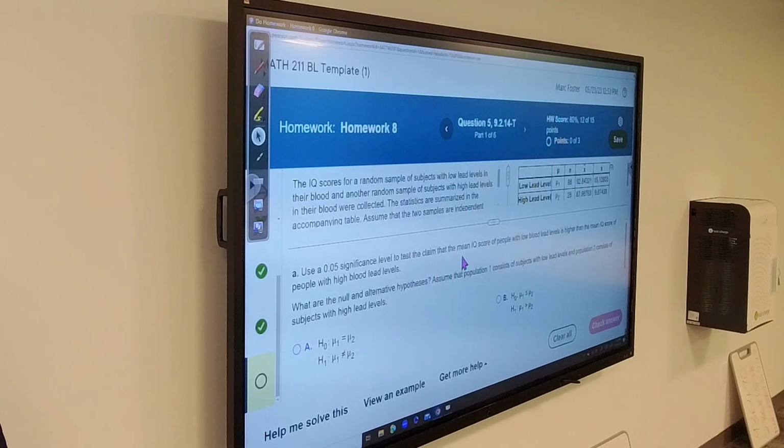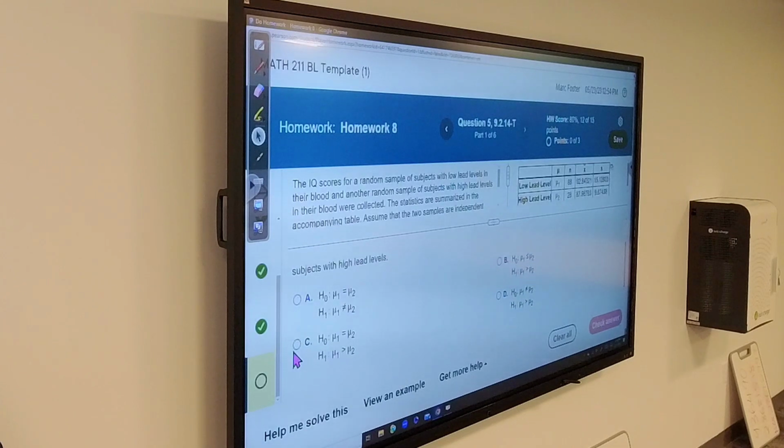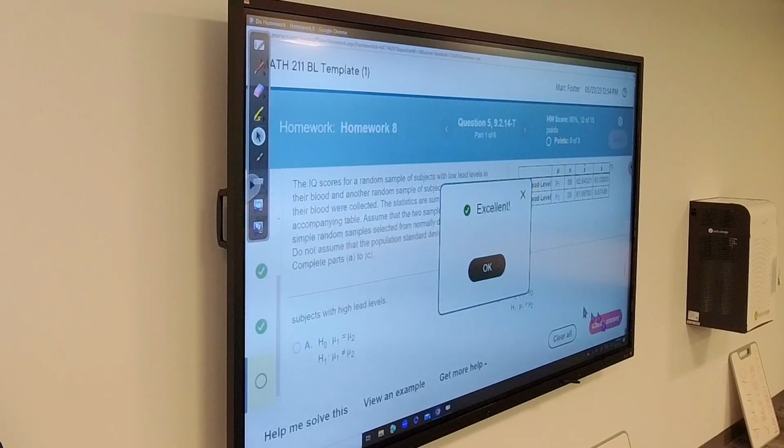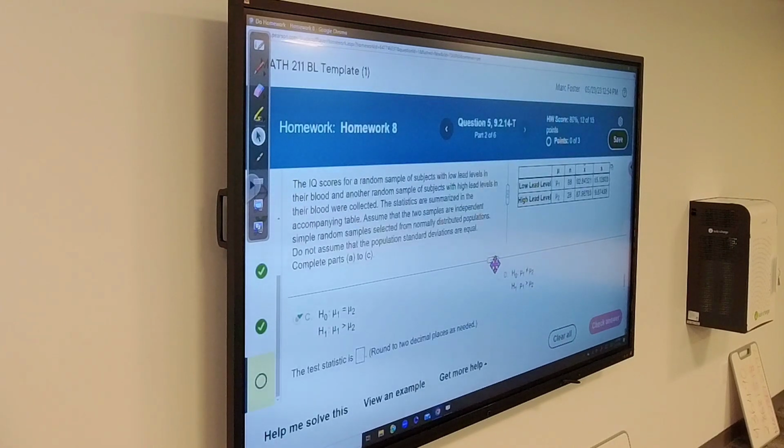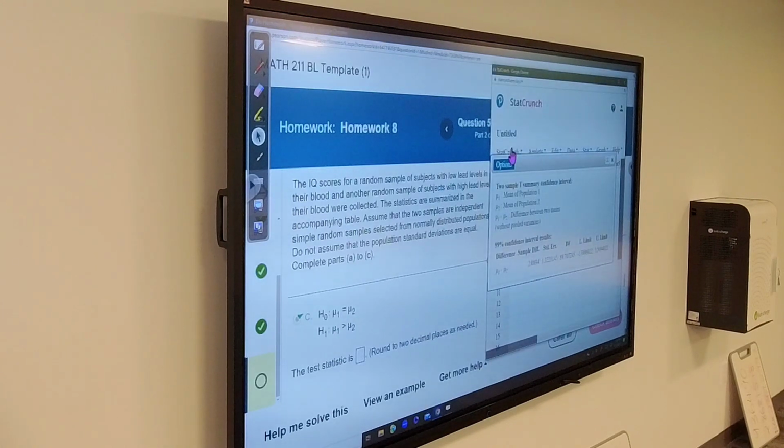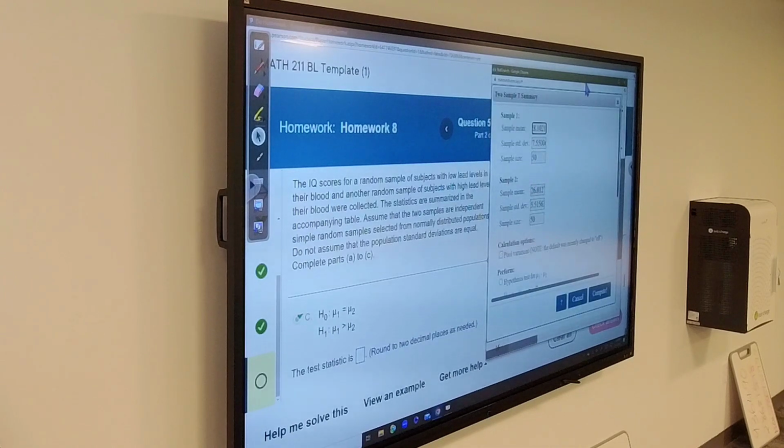So test the claim that the average IQ of people with low blood levels is higher than the IQ of people with high lead levels. So that would be mu1 greater than mu2. I need my test statistic. So go to Options, Edit.